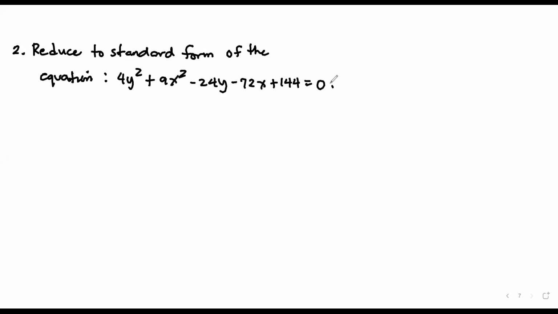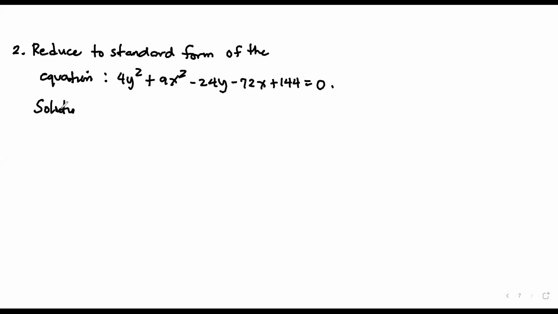Reduce to standard form the equation 4y squared plus 9x squared minus 24y minus 72x plus 144 equals 0. So this is in general form. We're going to write this equation into standard.